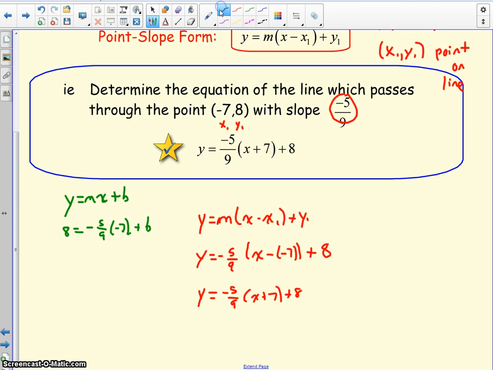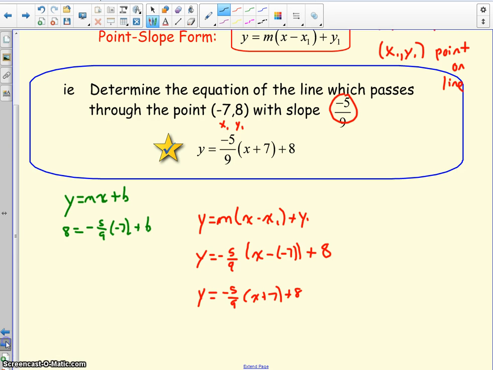The other thing you could do if you really want slope-intercept form, you could take this equation right here, the one I already created for point-slope form, expand it and simplify, and you get slope-intercept form as well. So I'm not going to do that, but that's a couple ways you can get the slope-intercept form. But in general, point-slope form is faster, so I'd recommend that we get used to using that. It'll save us some time down the road.